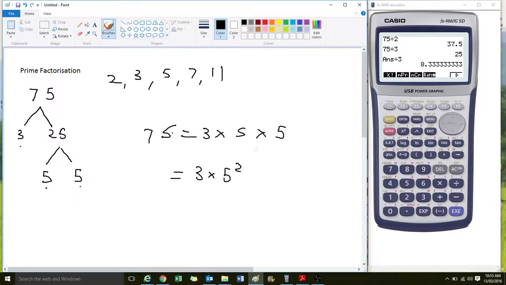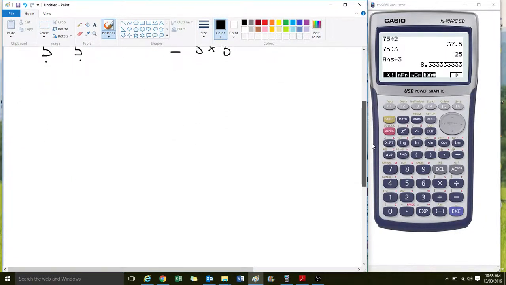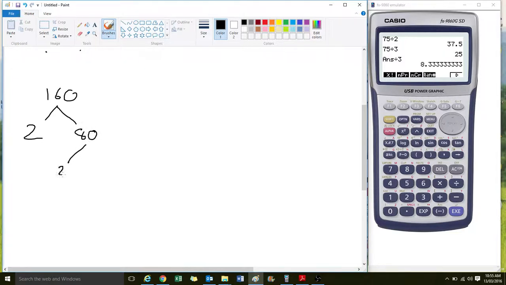Okay, let's have another example. Let's start with the number 150. Actually, that's just twice 75. Let's start with 160. If we've got 160, we're going to start dividing it by prime numbers, and of course because it's an even number it can be divided by 2, so it's going to be 2 and 80. Again, 80 can be divided by 2, it's going to be 2 and 40.